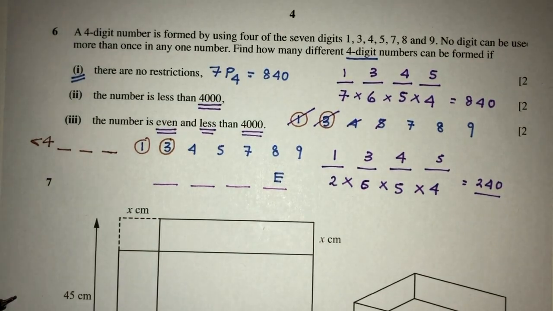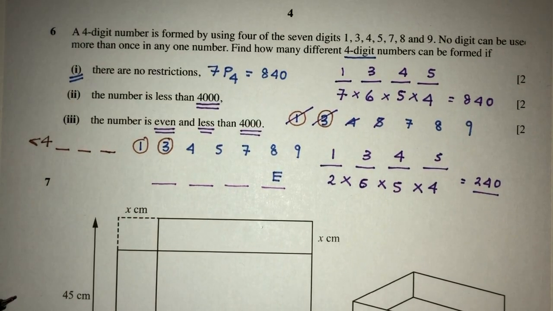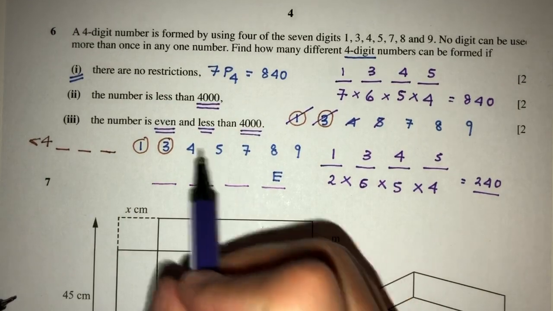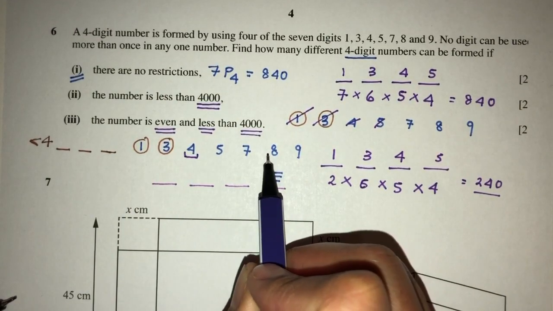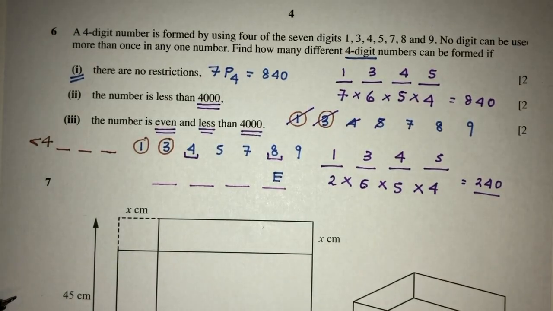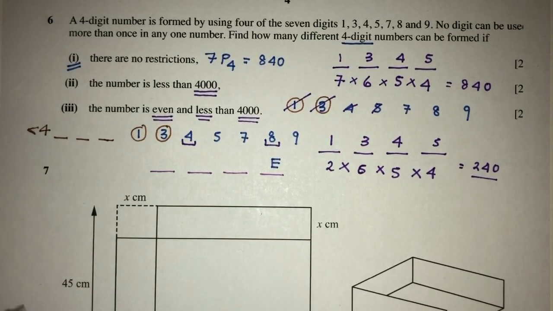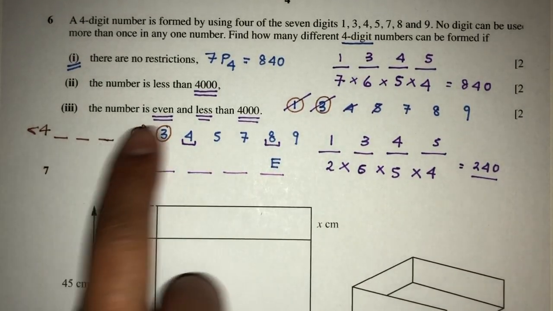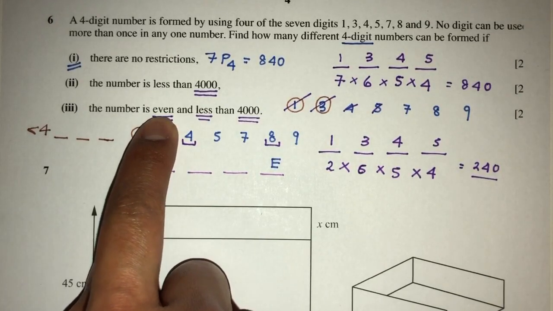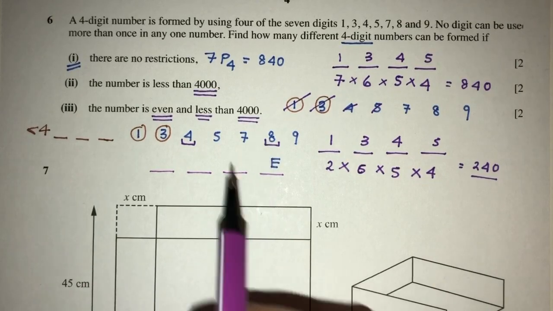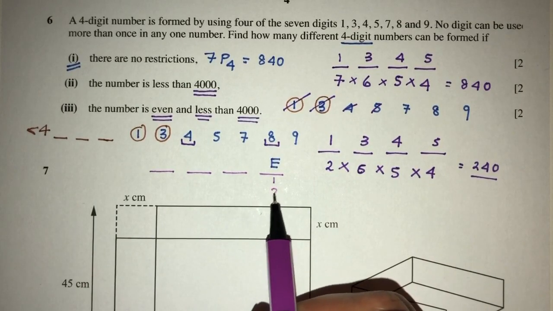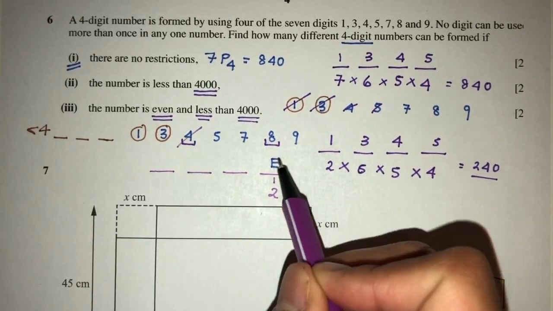And for the number to be even, it has to end with an even number. So we have 4 is even and 8 is even. So let's do this one by one. Let's do even first. For the number to be even, I have 2 choices. I can choose between 4 and 8. So I have 2 options. Let me choose 4.